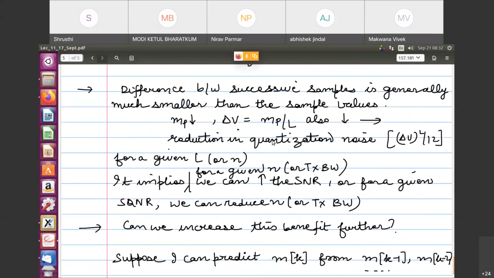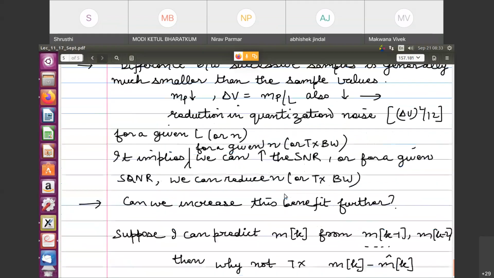Now, what is the benefit of doing this? This is very important. The difference between successive samples is generally much smaller than the sample values. So the minimum and maximum amplitude which your quantizer takes in will definitely reduce. Once it reduces, the step size, or step length, whatever word you must have used in earlier lectures, will decrease. Because of this decrease, your quantization noise will decrease, and your SQNR will improve. This is for a given L. It means we have fixed the number of quantization levels L, so the number of bits will remain the same, but SQNR will improve.